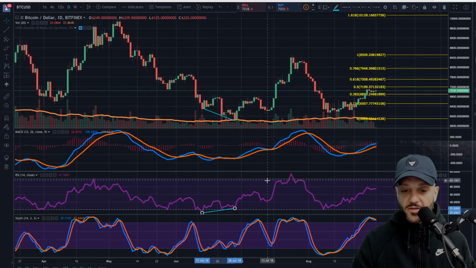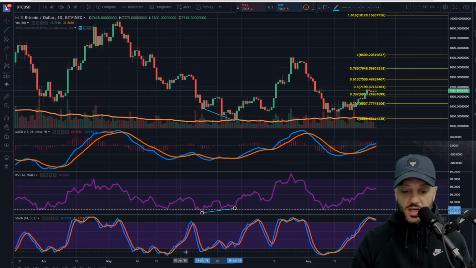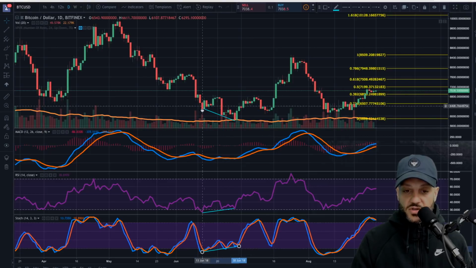Now, you want to try to find a confluence between the other indicators as well. And if we take a look at the Stochastic, you'll see that it is trending the same way as the RSI, showing the same divergence for the same period against the price, right? The stochastic made a higher low as well.